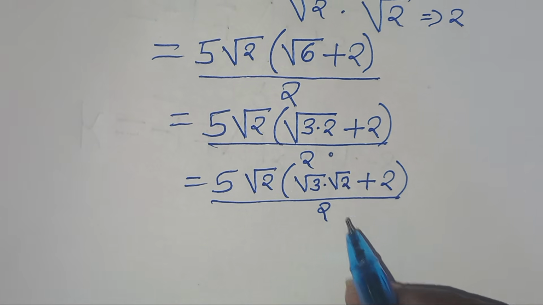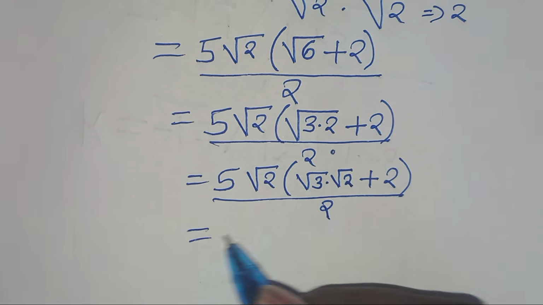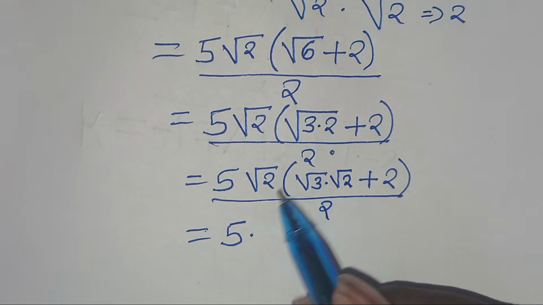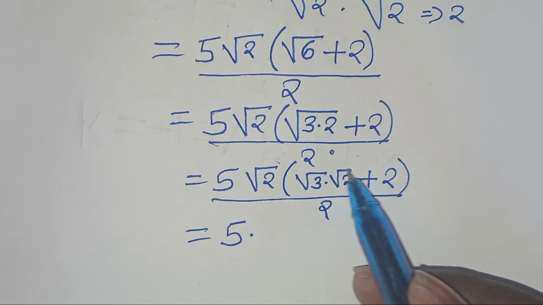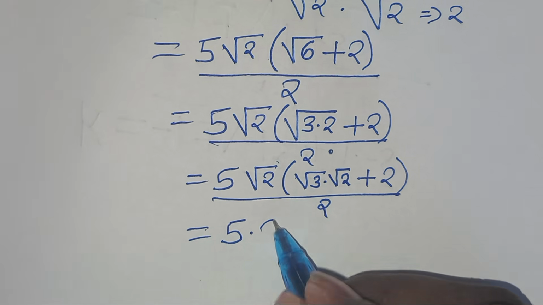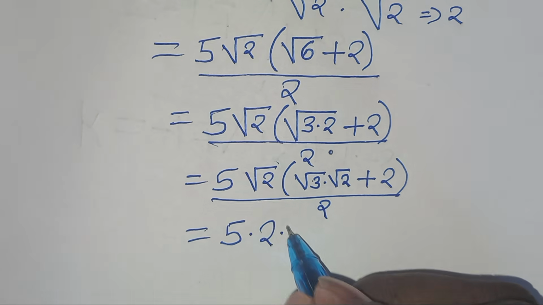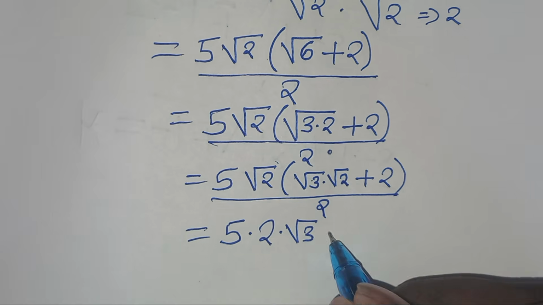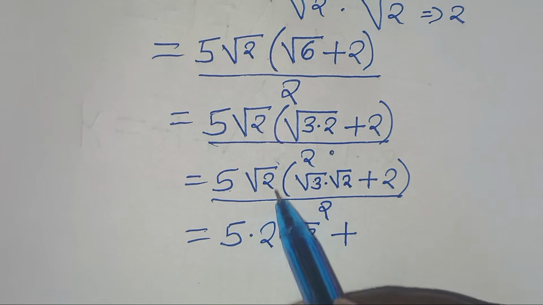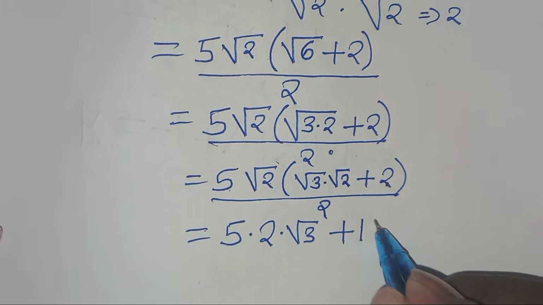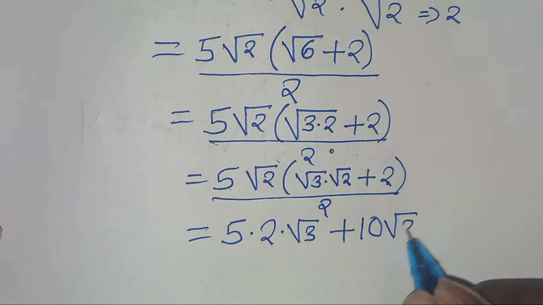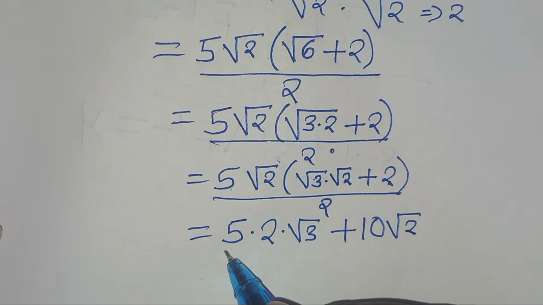So the next step is that here we have 5 multiplied by root 2 times root 2, which is the same thing as 2 multiplied by root 3, then plus 5 root 2 times 2. This means we have 10 root 2, then divided by 2.